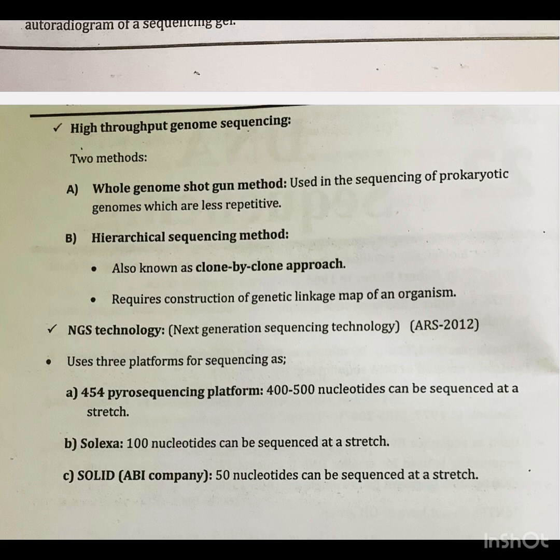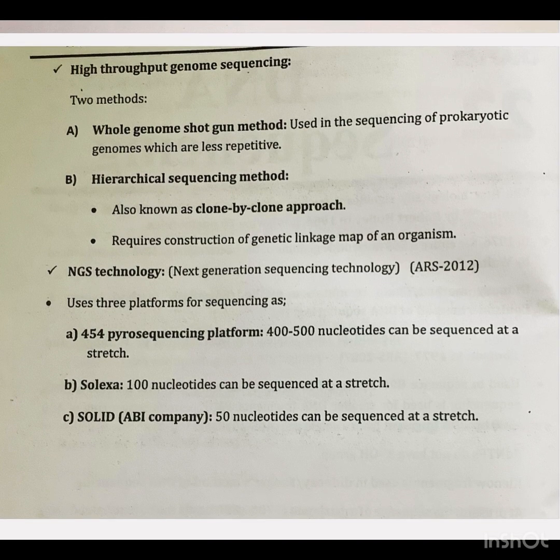NGS technology, next generation sequencing technology. Question asked in ARS 2012. Three platforms are used for sequencing. The 454 pyrosequencing platform, in which 400 to 500 nucleotides can be sequenced at a stretch. Solexa, where 100 nucleotides can be sequenced at a stretch, and SOLiD, where 50 nucleotides can be sequenced at a stretch.